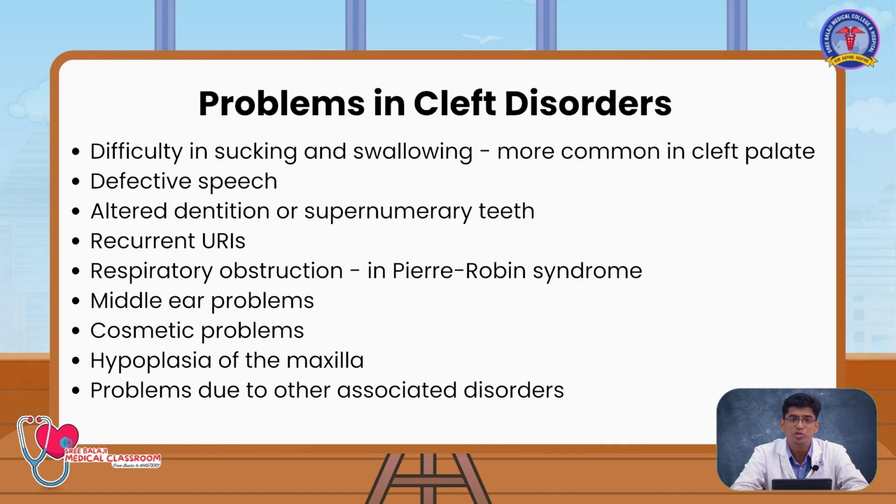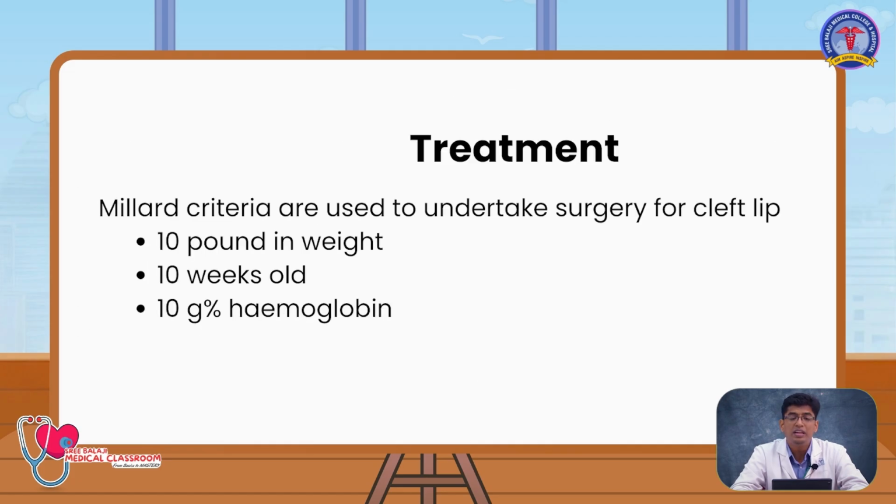Altered dentition and supernumerary teeth can also be seen. Recurrent upper respiratory tract infections, respiratory obstructions, middle ear problems can be seen. Cosmetic problems are much more alarming. Hypoplasia of the maxilla and problems associated with any of these complications can be seen in cleft lip and cleft palate.